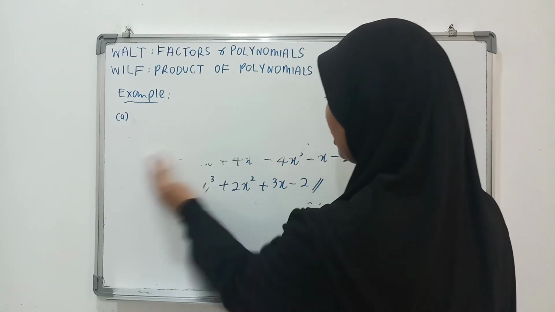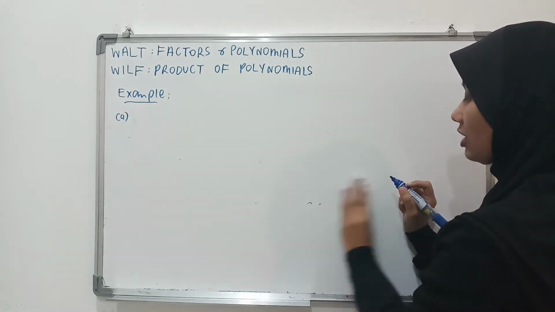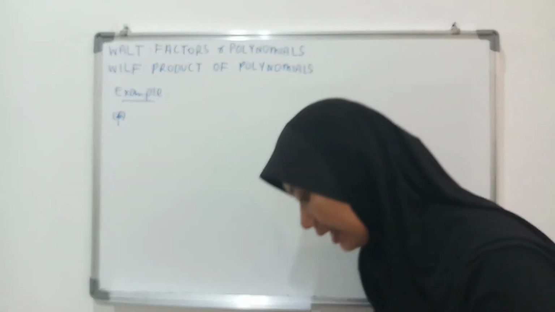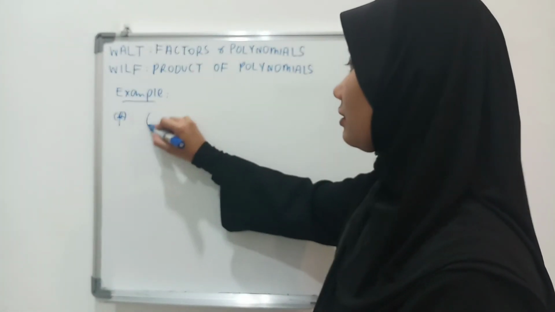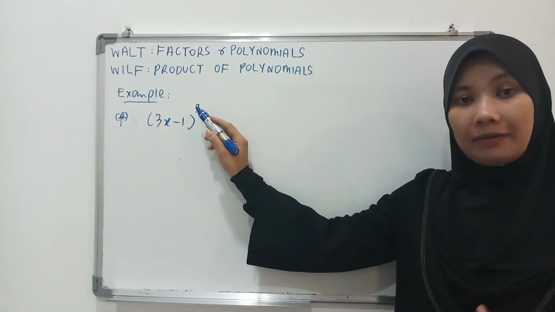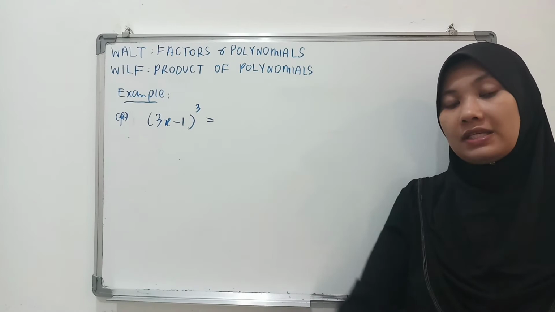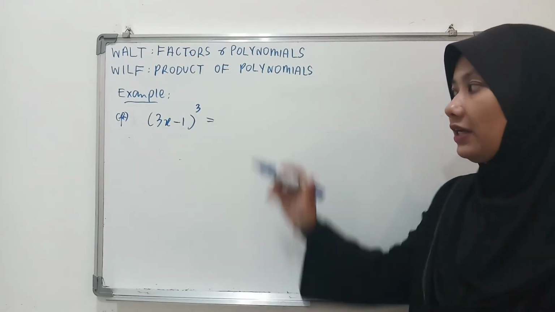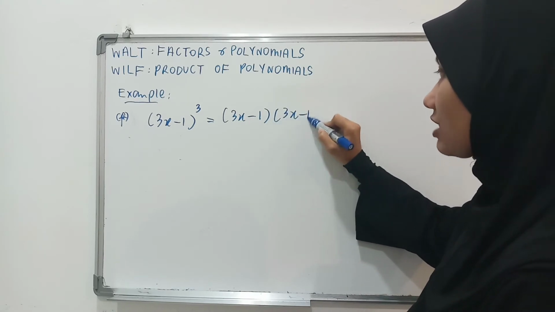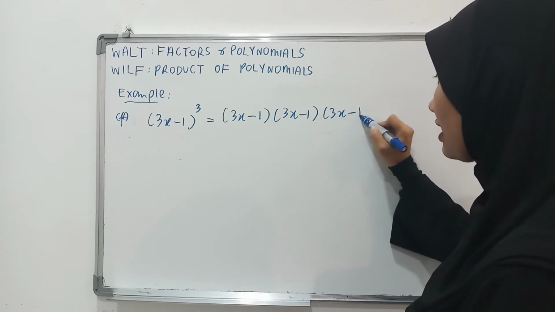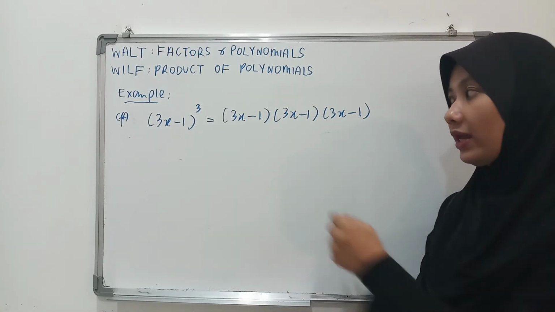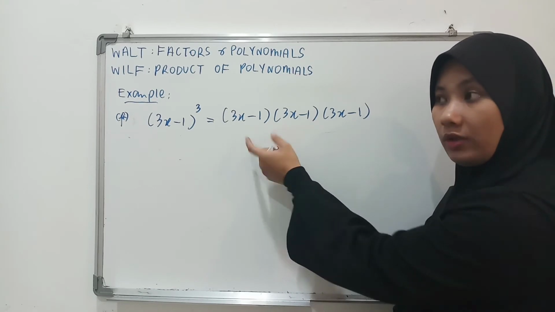I want to do question F. I want to show you how question F works, because it's power 3 now. Question F is 3x minus 1 power 3. Power 3 here means we have 3 times the same bracket: 3x minus 1, and then another 3x minus 1, and then another 3x minus 1. So how do we expand this? You expand one by one. Expand 2 of them first.